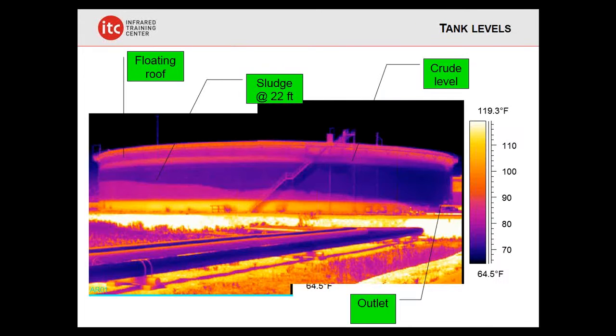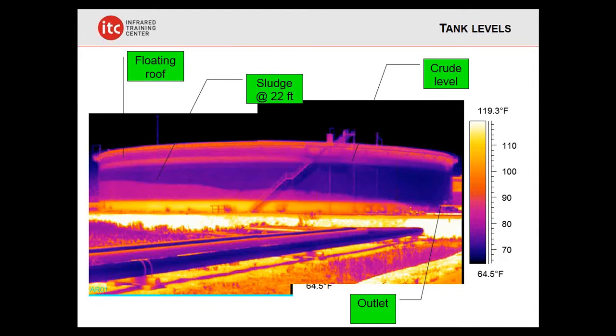Infrared, great with tank levels. It's one of the reasons why we talk about heat capacitance in our level 1 classes, the difference in heat capacitance between different types of materials, solids, liquids, or gases. We've got sludge in this situation here. We've got a liquid, which is crude oil, and then, of course, sort of an air gap at the top.